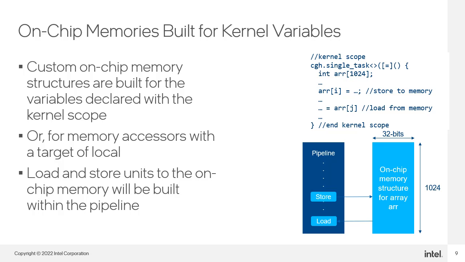In this example code snippet showing a kernel scope, an array of 1024 is declared after the dispatch function. It will require memory structure built on the on-chip RAM since it is within the kernel scope. The load and store units interact directly with the built memory structure as shown in the picture. Depending on how you want to use the memory structure, there are various properties that you can tweak, such as banking, increasing the width, and so on. We will learn more about memory optimizations later on.